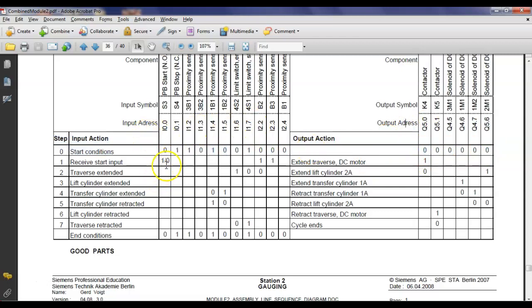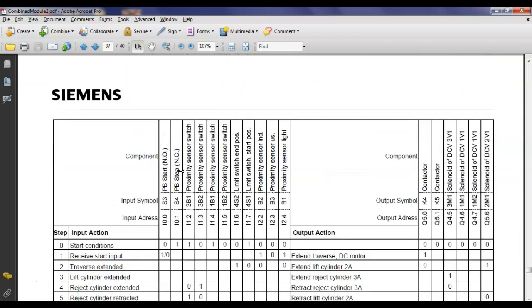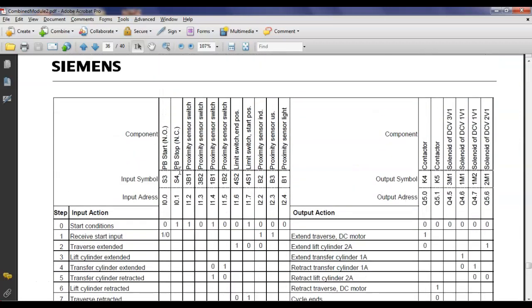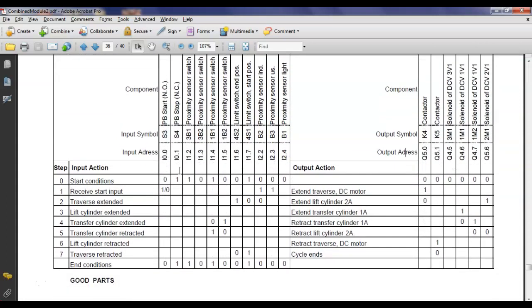And then step 1, this is going to be a 1 or a 0, depending on whether the start button is pressed or not. This is still going to be a 1, this is still going to be a 0. If they don't show it changing, it's going to stay the same as the previous step. So this would actually be the step chart, depending on what condition is true as far as the part goes. This is a really good troubleshooting aid that they came up with.